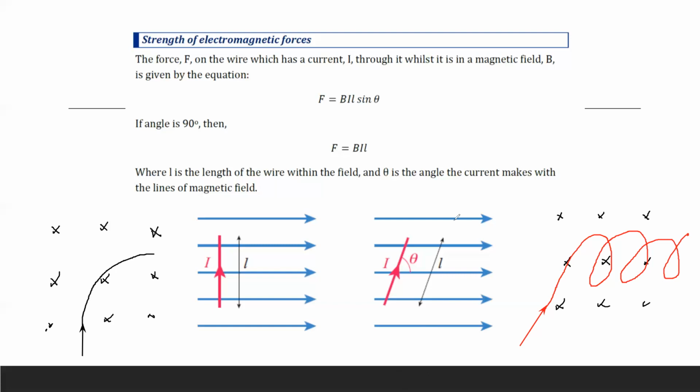Is it clear? If you want to find the force on the charge in a magnetic field, F equals BQV. B is the strength of the magnetic field, Q is the magnitude of the charge, and V is the speed at which it entered the magnetic field. Is it clear? That is the force experienced by a charge or a wire placed in a magnetic field.